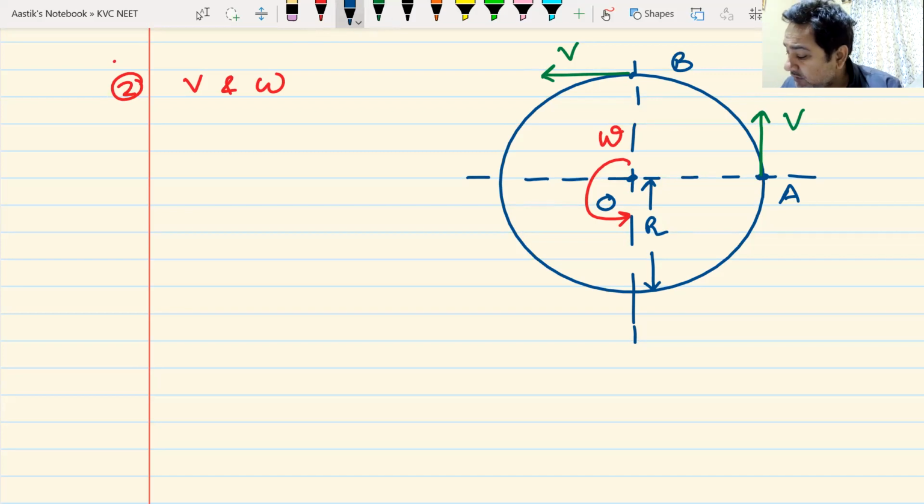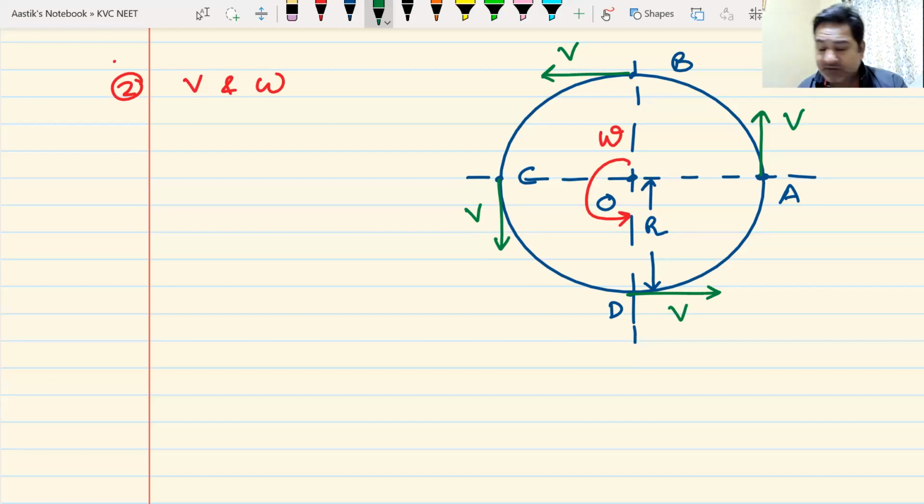If I move on to the third point, point C, the velocity goes downwards like this. If I move on to the fourth point, point D, velocity remains like this. I've assumed that omega remains constant, so the magnitude of velocity will remain constant, and you will just see in a moment why. Now, since this is moving in a circular path, this velocity is always along the tangent.